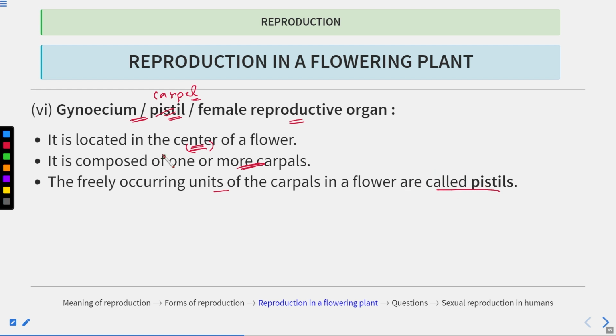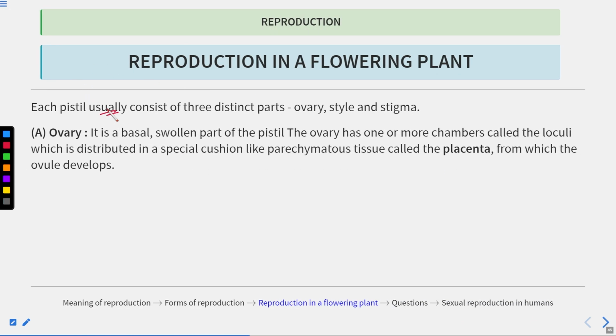Clear? Whenever the carpels are free, the individual carpel is known as the pistil. Now each pistil usually consists of three distinct parts: ovary, style, and the stigma. You can say pistil and you can also say carpel. What are the parts of the carpel or pistil? The swollen part at the base is known as the ovary, then the tube-like structure is called the style, and the stigma is the receptive part.